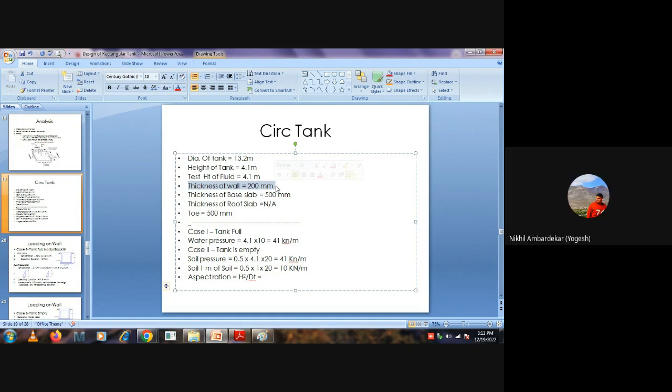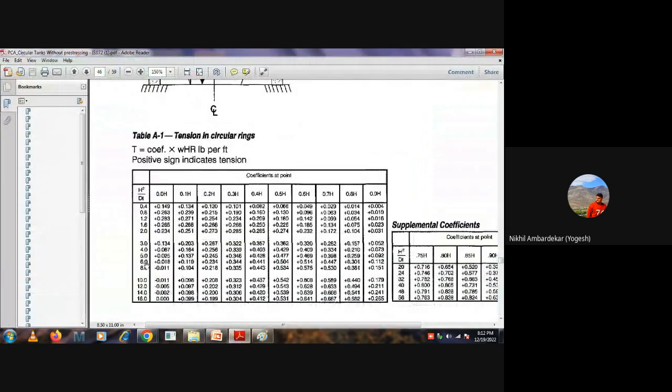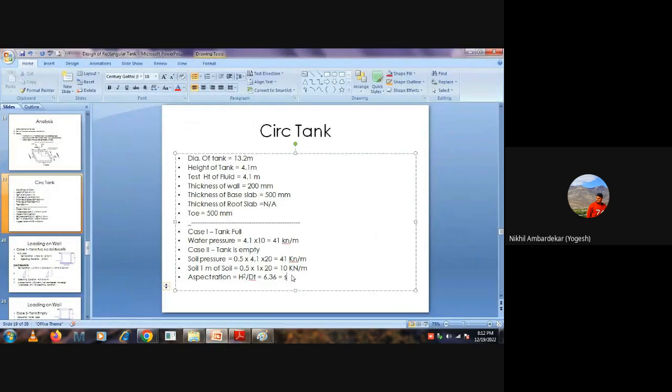Got it? What is the aspect ratio? 6.36. Correct. It comes as 6.36. Can we make it a round figure? Let's go to the PCA table and check. It is 6 and it is 8. So maybe we will go with 8. Say 8.